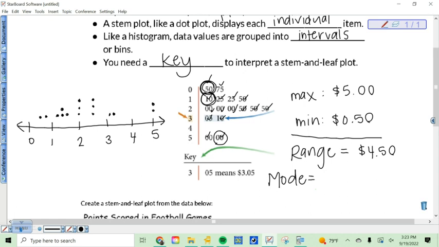What does the mode mean, first of all? The number. Yeah, the most common one. So what are the most common values? Perfect. 2 and 250.